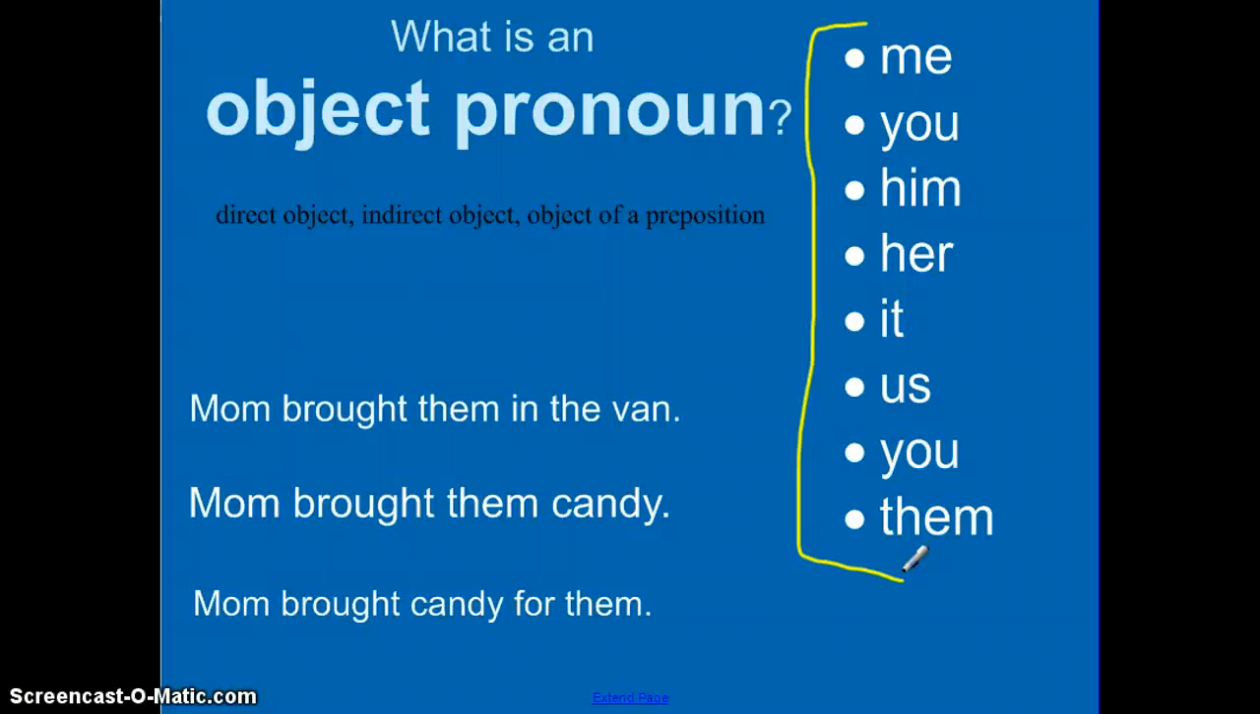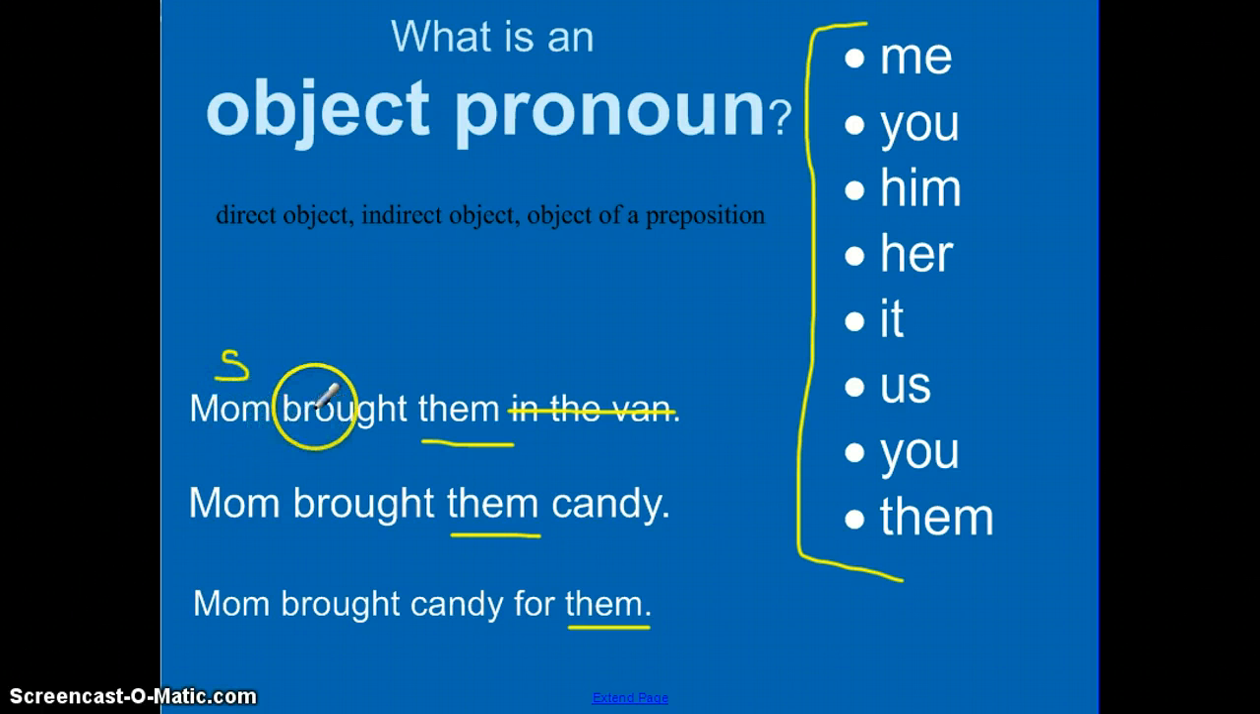So now we have to look at the job it's doing in the sentence, and I can see that them is used 3 different times, and we're going to look at why it's 3 different jobs. And we go back to the same way that we've been diagramming sentences. We look first to get rid of our prepositional phrase, in the van. We find our subject, mom.